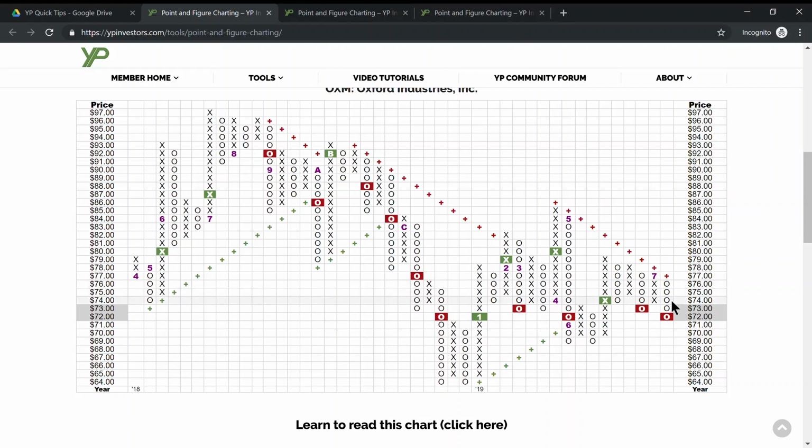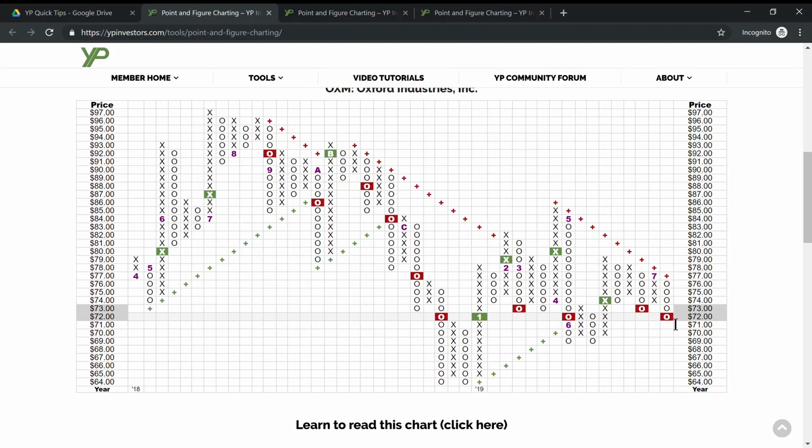First, let's look at our current column of O's, which is the farthest column on the right. And then let's look back one previous column, and check the lowest O in that column. This one happened to be at 73. So the current column must drop down below 73 and hit 72 to make the basic double bottom sell signal.